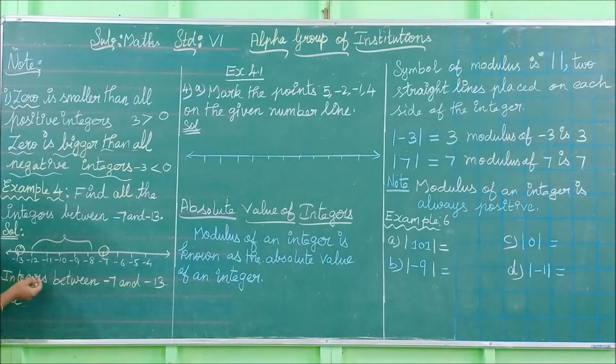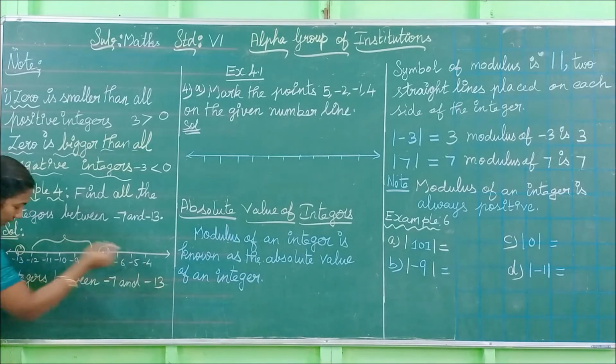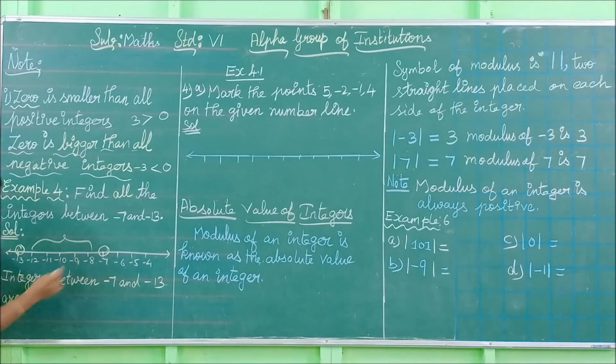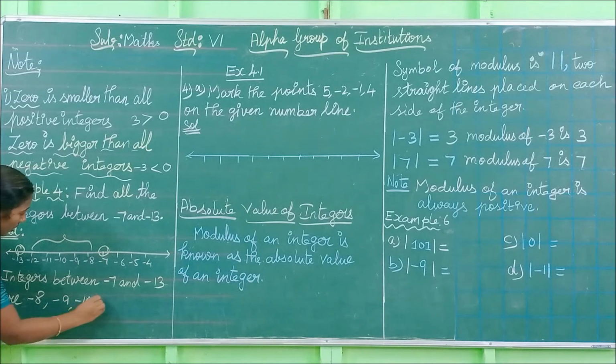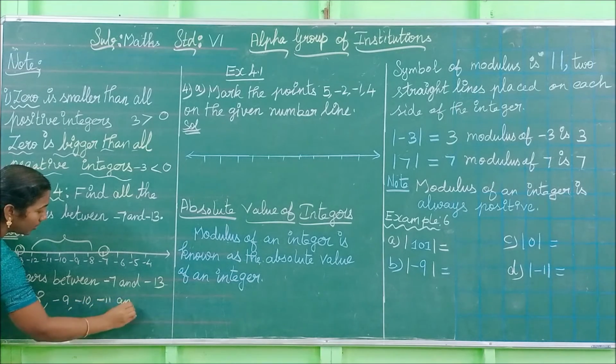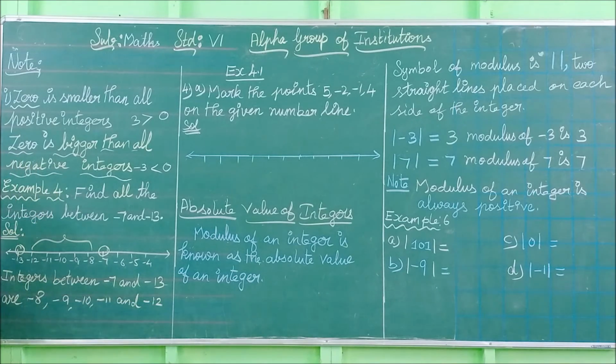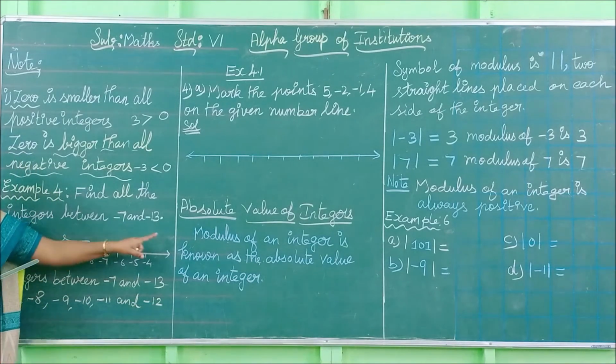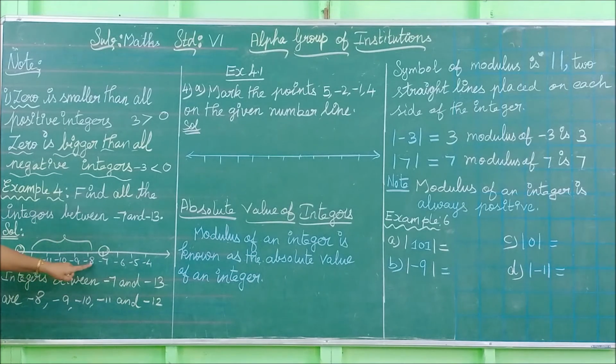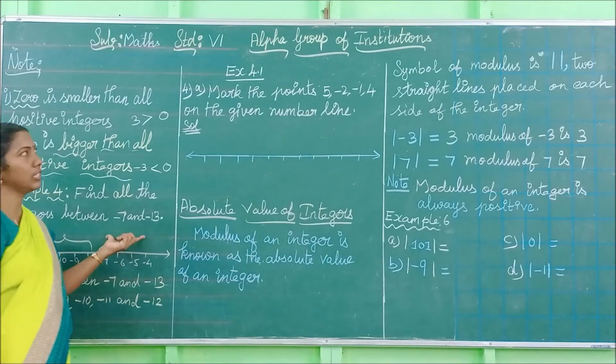So our answer is: the integers between minus 7 and minus 13 are, what are the numbers? Minus 8, minus 9, minus 10, minus 11 and minus 12. So these are the integers that lie between minus 7 and minus 13. Once again, read the numbers. Minus 8, minus 9, minus 10, minus 11 and minus 12. These are the integers that lie between the given two negative integers. Okay.